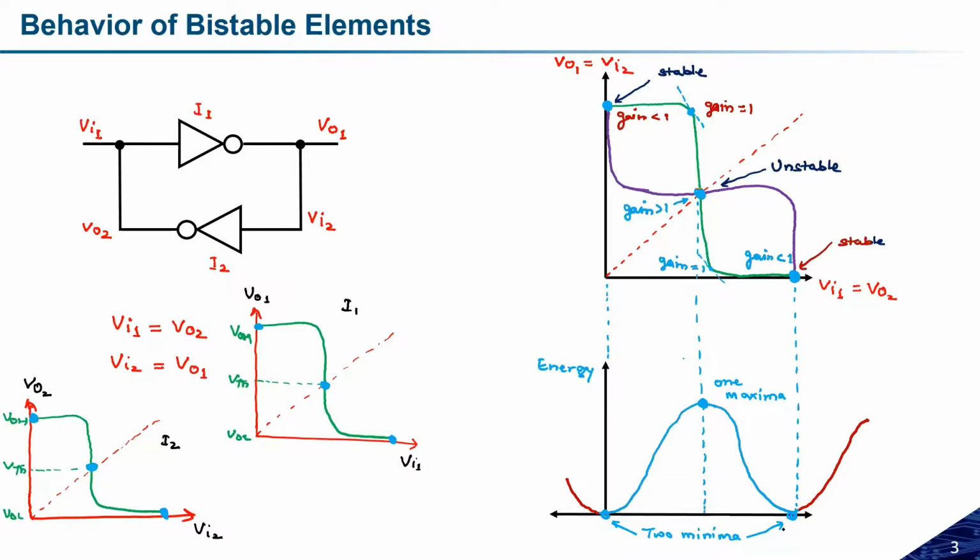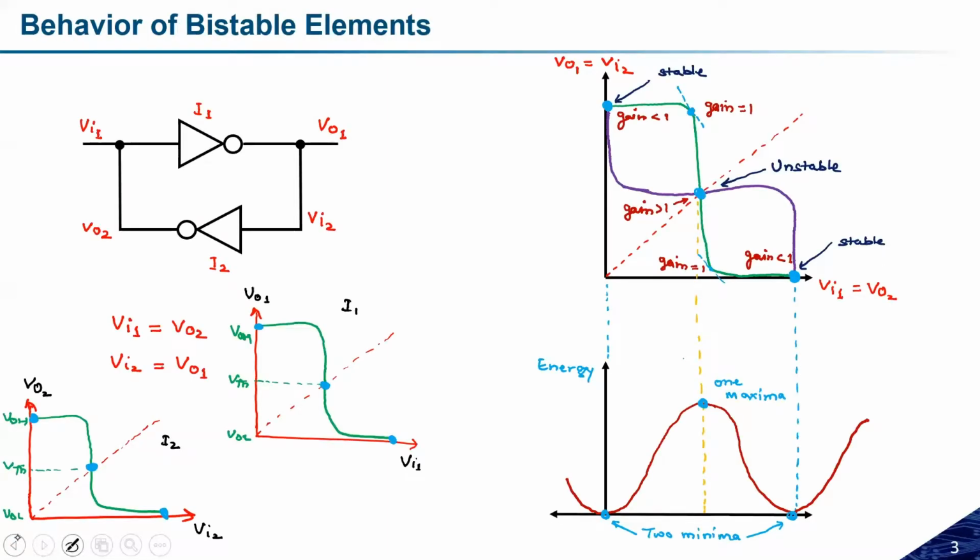Now let us go into more detail about the behavior of the bistable circuit. Let us try to understand in more detail. In the previous page, if you see here, we drew a bistable element by connecting two inverters back to back, where the output of one inverter is connected to the input of the other, and vice versa, right? So the inputs and outputs are matched in the forward path and in the feedback path. And this is how this looks like.